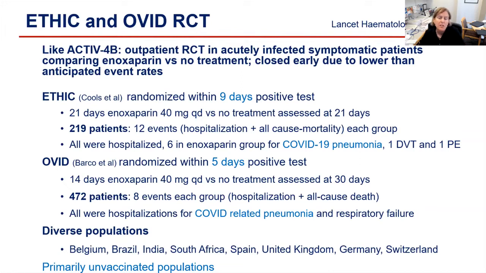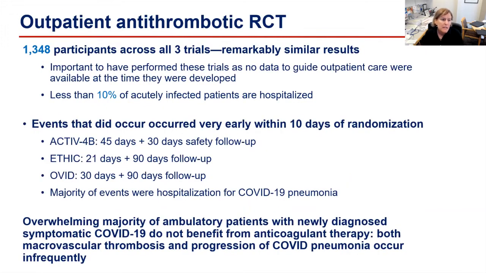These were diverse populations. Active-4B took place in the United States, whereas FACC enrolled participants from Belgium, Brazil, India, South Africa, Spain, and the United Kingdom, and Avid in Germany and Switzerland. And I need to point out that all 3 trials enrolled primarily unvaccinated populations of patients. And so of these over 1,300 participants across all 3 trials, we found remarkably similar results, different locations, different anticoagulant strategies. And I have to say it was important that we performed these trials, because when we developed and designed these trials, there were no data to guide outpatient care.